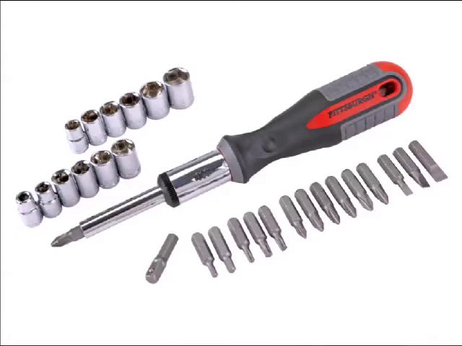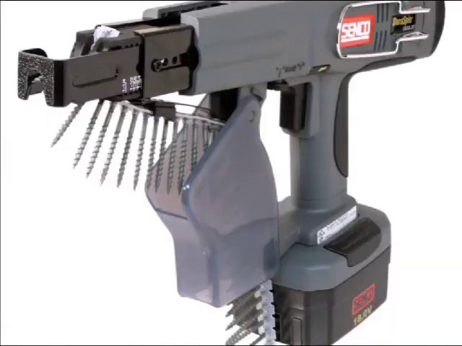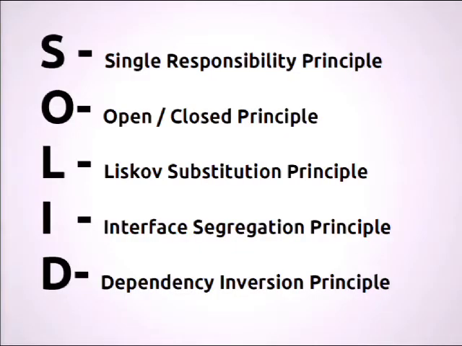We want our code to interact with abstract concepts. And you can tell if an abstraction is good if it's reusable. So these very same bits work just as well in a hand screwdriver as they do in a machine gun. So that's SOLID. Remembering the names is harder than remembering the principles. It's really, really simple and really straightforward.